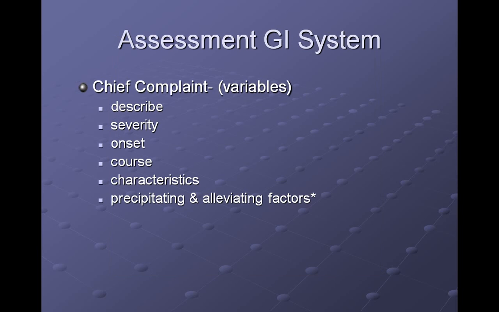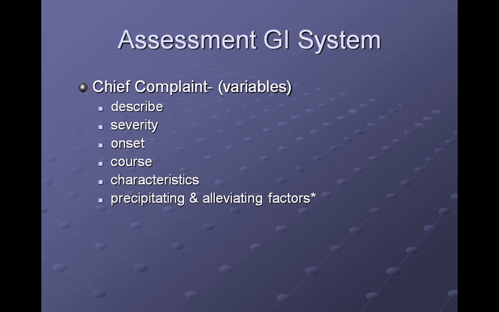Assessment of the GI system involves obtaining chief complaints. The variables to be examined include asking the person to describe the problem that they are experiencing, such as a stomach ache. The severity: is it sharp, dull, aching? The onset, when it began. The course, how long it has been in place.